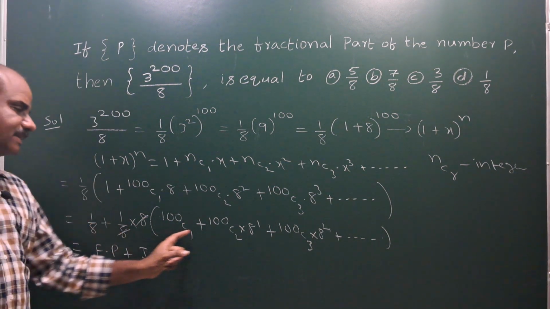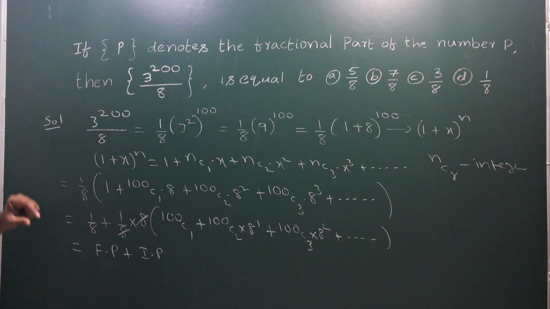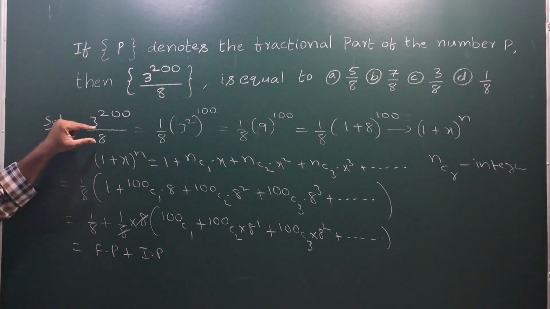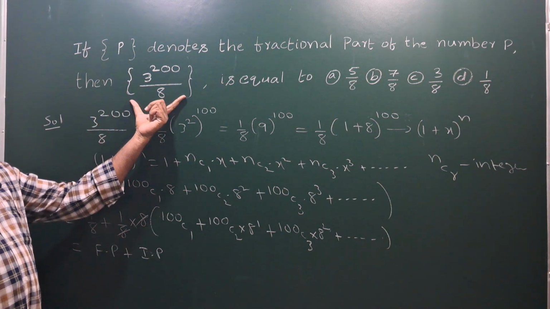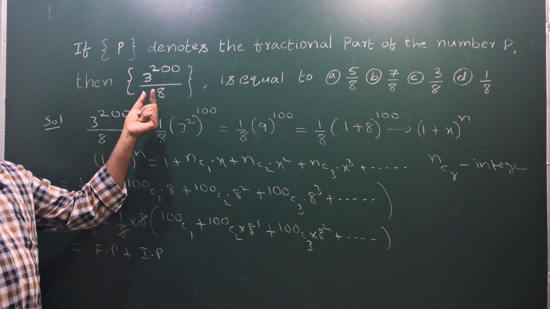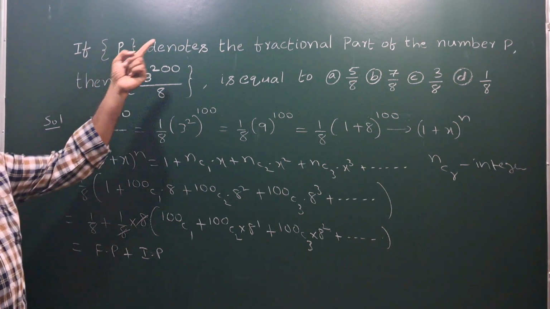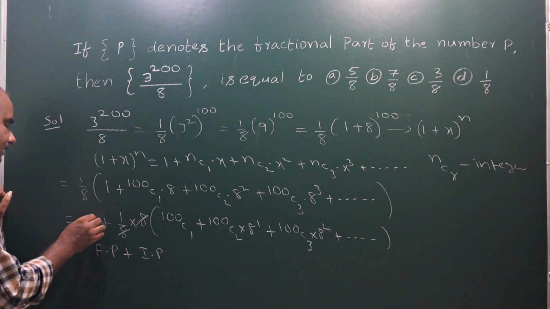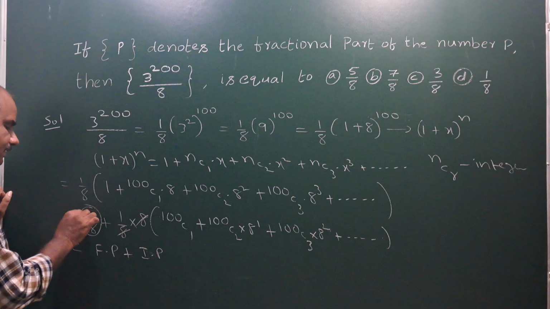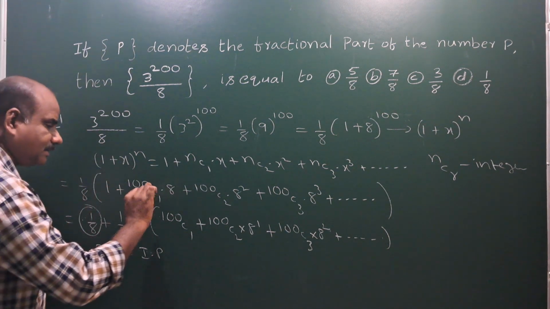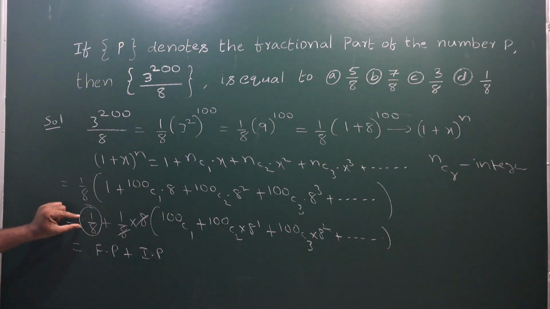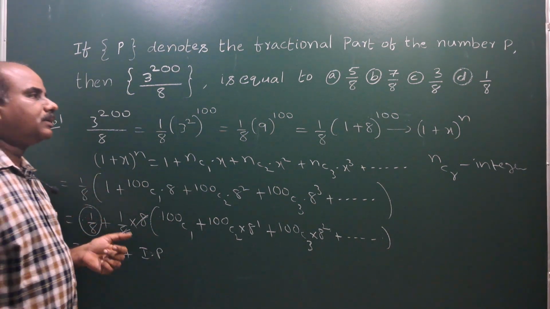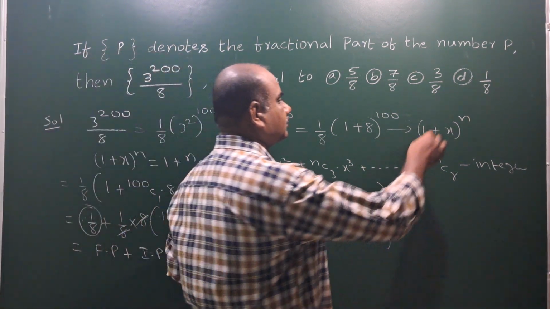Okay. So this is the integer and this is the fraction, and we need the fractional part of the number 3 power 200 by 8. So the flower bracket of 3 power 200 by 8 represents the fractional part of the number p. That's why the fractional part is nothing but 1 by 8. So this is the fractional part and this is the integer part. We need only the fractional part of this number. That's why the answer is 1 by 8. Therefore option D is the right answer.